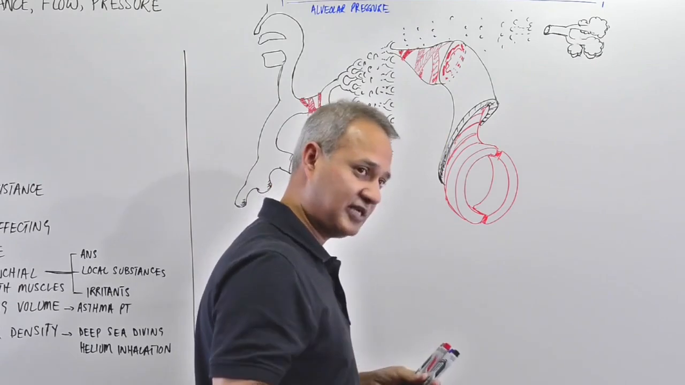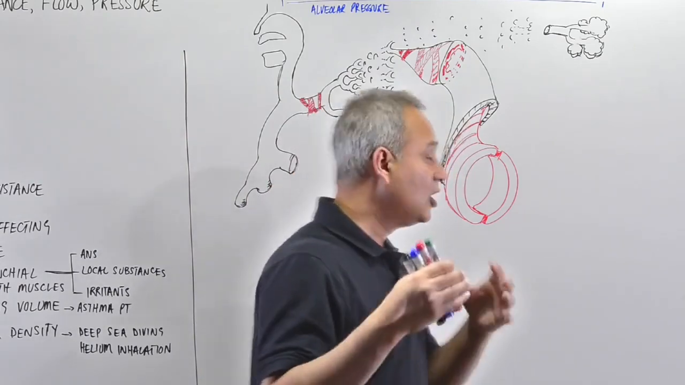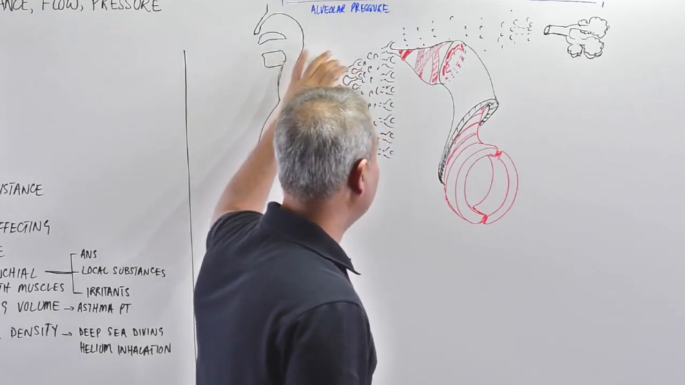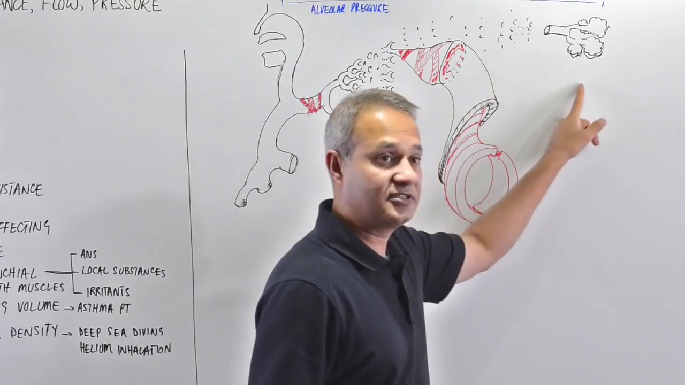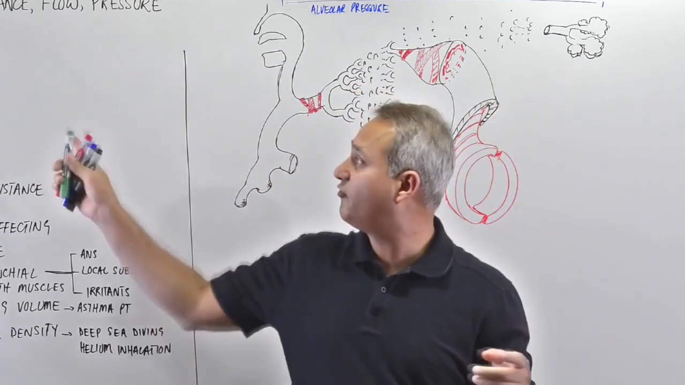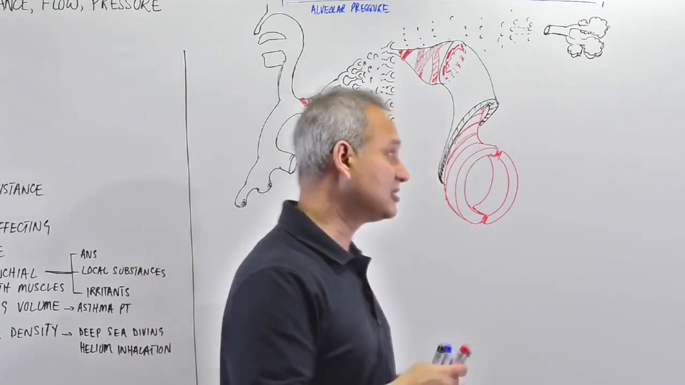This one you have to master, because this is a paradoxical situation. What we are saying here is that the resistance in the larger airways with the bigger diameter is more than the resistance in these areas with the smaller diameter. So that's a paradox, right? And it does not fit the formula here. So let's explain it. We did that for the cardiovascular system as well.